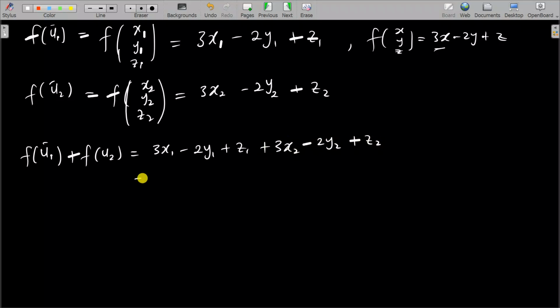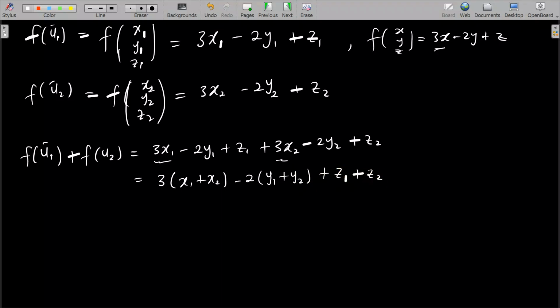Now we can try to group the x and then the y component. I have 3x1 here, 3x2, so I can pull out 3, or factor 3, and then I'll get x1 plus x2. I have minus 2 in front of the y, so I can have minus 2 times y1 plus y2. And then the z component, I have it like this.